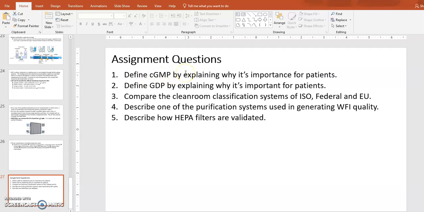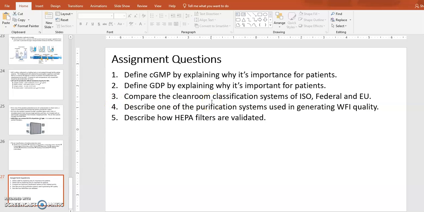Define GDP, good documentation practice, by explaining why it's important for patients. The documentation is a proof of the quality. Without it, there's no evidence or proof, right? Everything that is done on your product during the manufacturing process is all written down. If there's a problem, you can trace back the source of the problem.